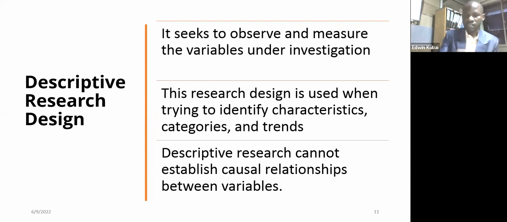It means if you're going for a descriptive research design, you cannot say you now want to establish how one variable is related to the next variable, unless you change your research methodology and research design, saying my study is about correlation, or you're looking at regression, then you can look at the causal relationship.